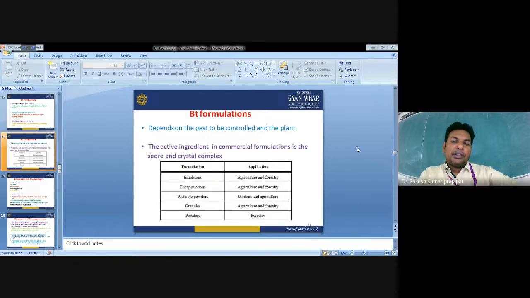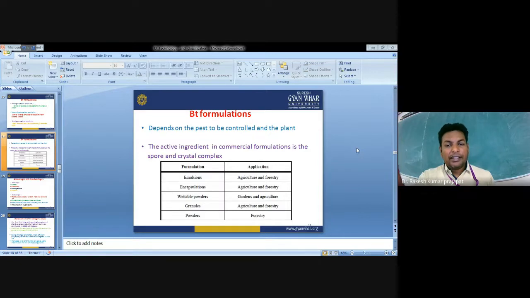Which BT formulation we use depends on the pest to be controlled and the plant. We have to prepare a particular BT formulation for the pest and plants to be controlled. The active ingredient in commercial formulations is the spore and crystal complex. The formulation type here is emulsion.